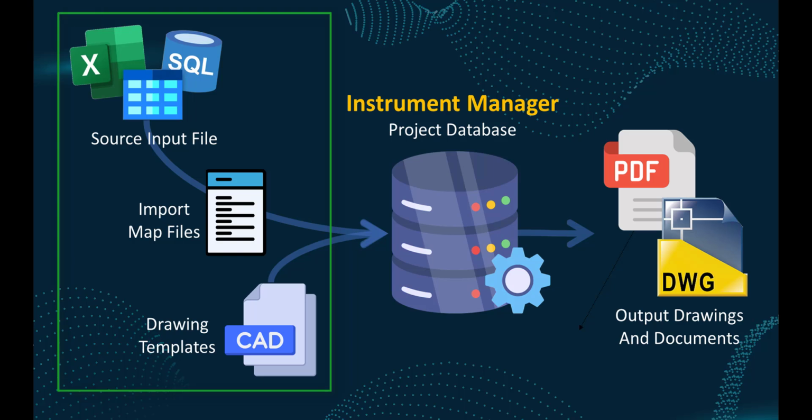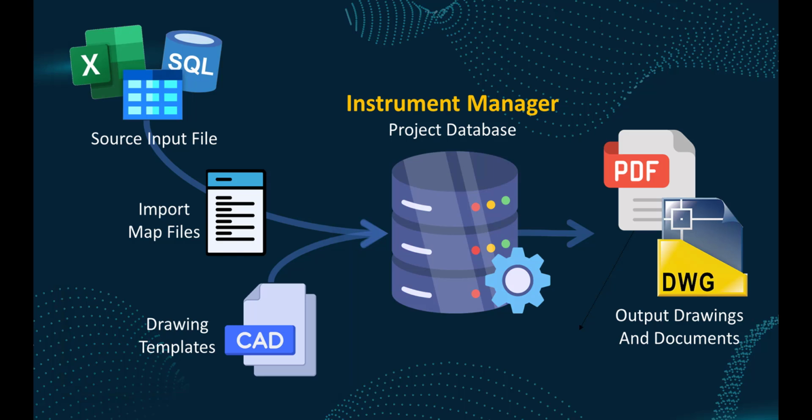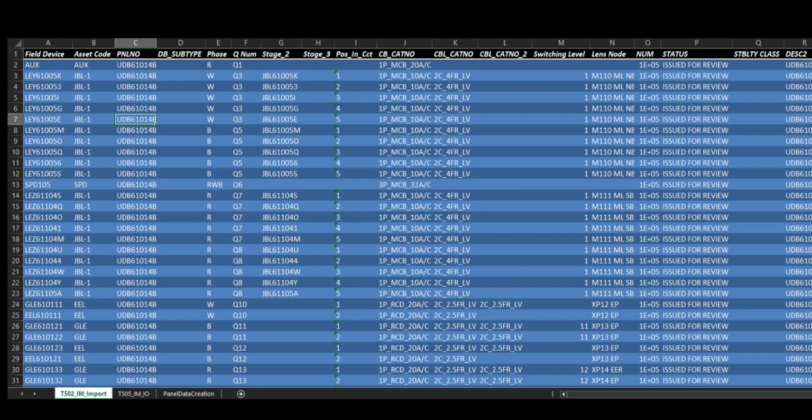Generating these drawings involves three inputs. Input 1 is your source file to import. Source file should contain key project data needed for drawing generation. This file only needs to contain the main project details. Instrument Manager will automatically generate all the associated component data, such as cables, wires, and terminals within a terminal strip.